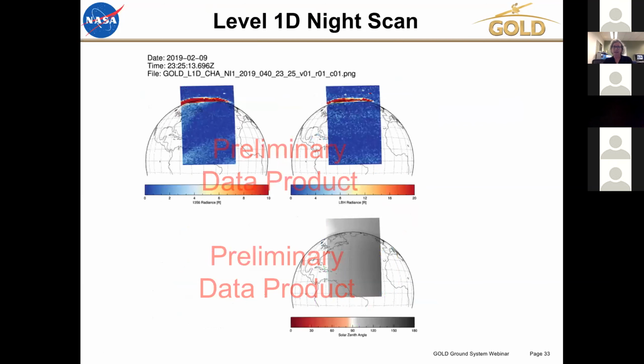And then a look at a night scan, again limited to a single hemisphere. What you have then is, near the North Polar region, you can see what the aurora looks like on that specific day that we took on February 9th of this year.